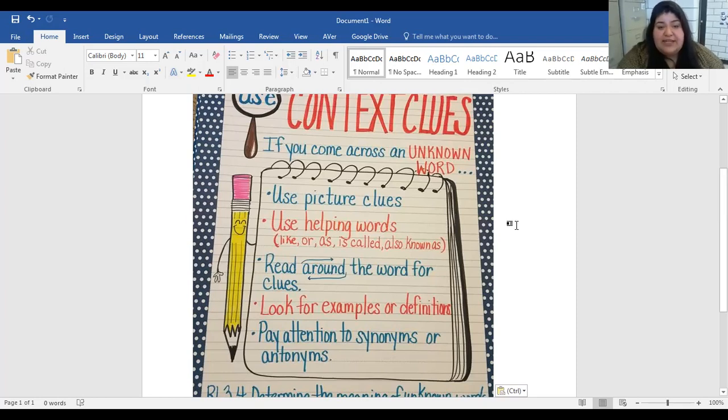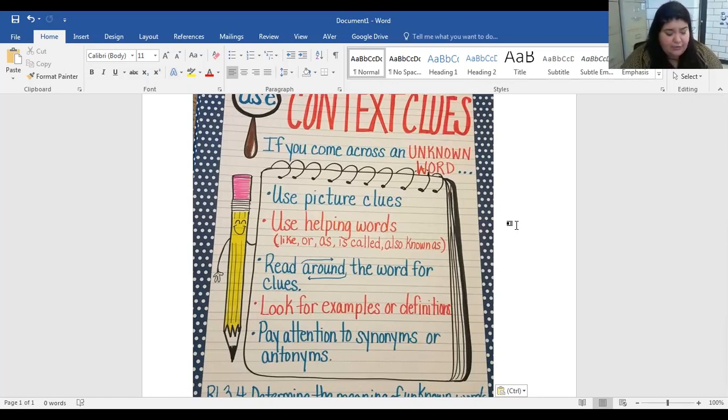Use helping words like or, as, is, called, also known as. They can help guide you into what that word might mean. You need to be on the lookout for those. Read around the word for clues. So maybe there's a certain word on a page that you don't know. Read what's around it and maybe that'll help you. And pay attention to synonyms and antonyms, okay?